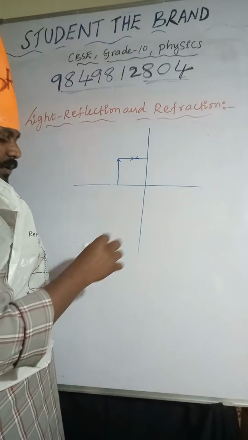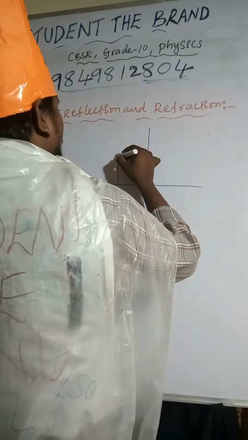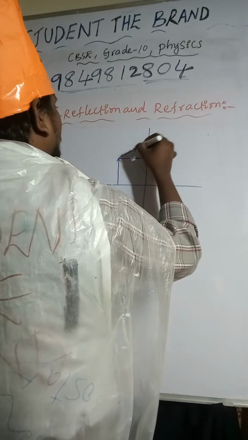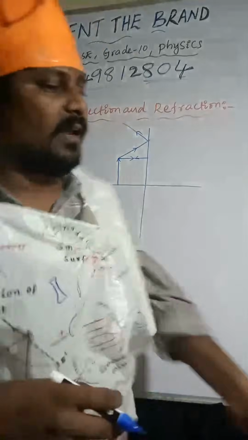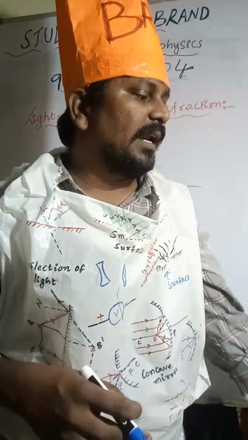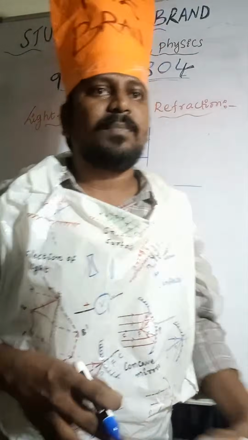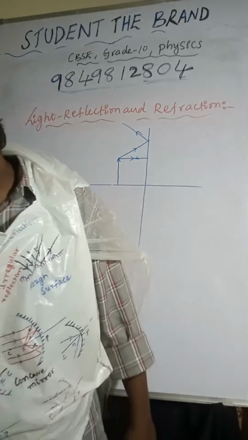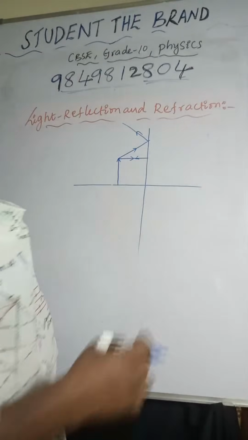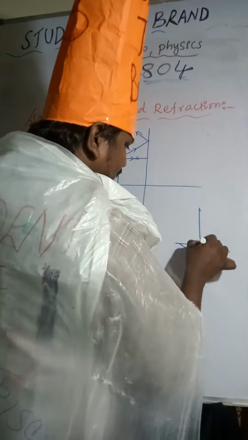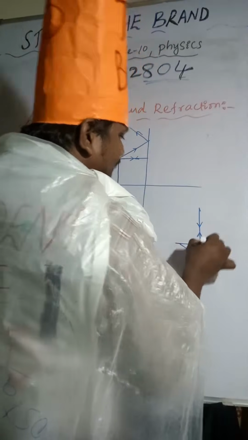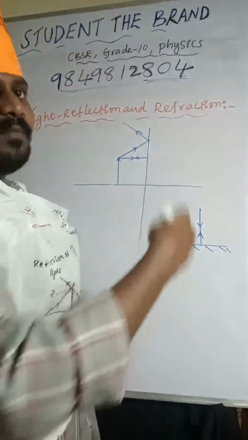Okay. And if you are extending this light ray, this is the incident ray and this will be the reflected ray. Normally, if the light ray is passing along the normal line, what happens? It retraces its original path. So if the light ray is passing along the normal line, it retraces its original path, it moves in the same direction.